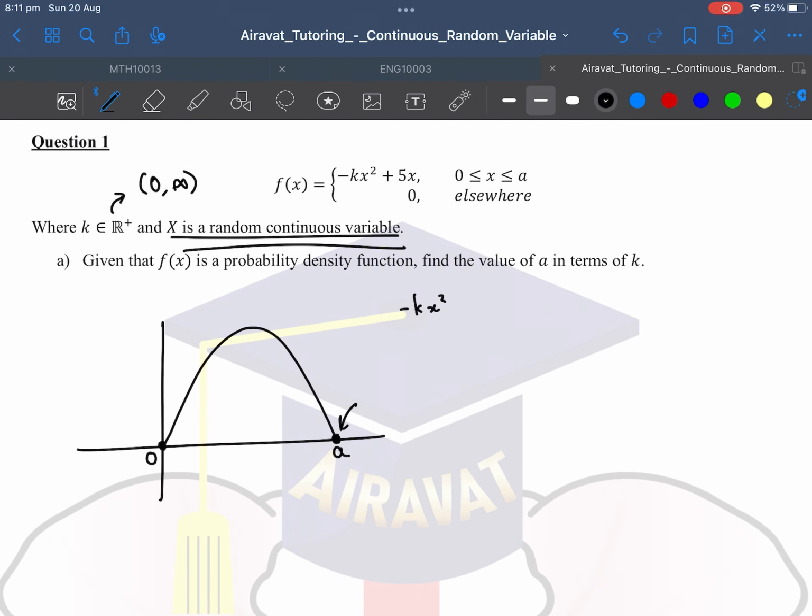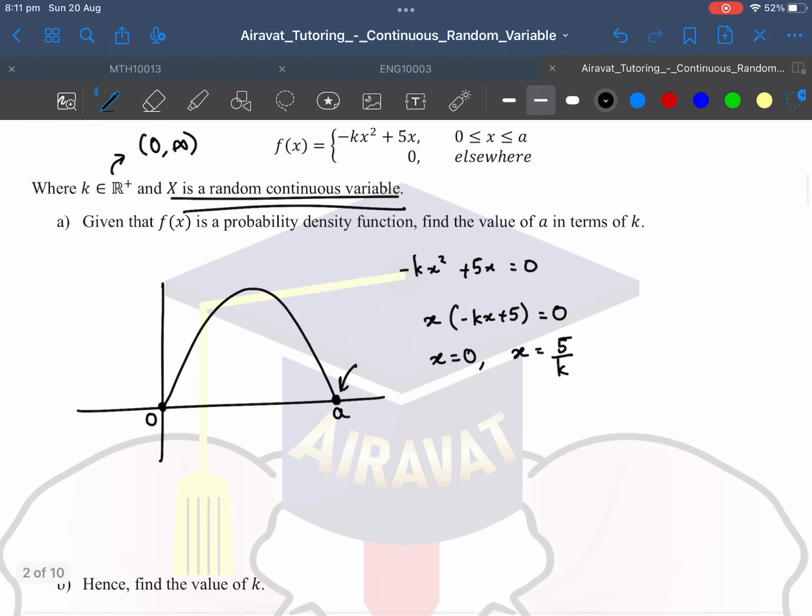Alright, very good. So let's calculate the x-intercept of this graph. So minus kx squared plus 5x equals 0. Taking out x as common, x times minus kx plus 5 equals 0. So meaning that x is equal to 0 or x is equal to 5 on k. Now x and a are the same thing because they are both x-intercepts anyway. So a is equal to 5 on k.